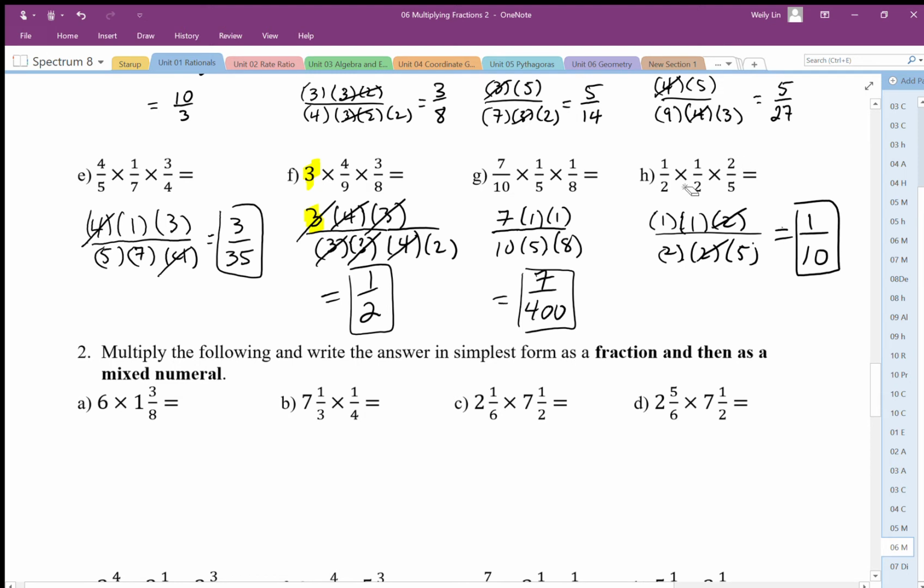And this one, we can cancel out the times 2 divide 2 here. And so we end up with 1 on top and then 10 on the bottom.